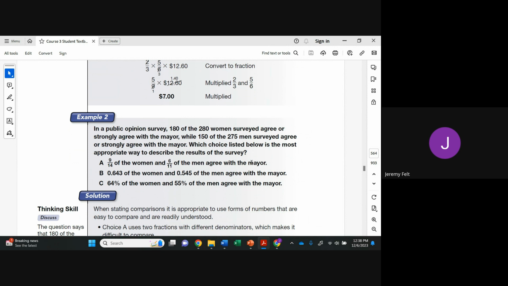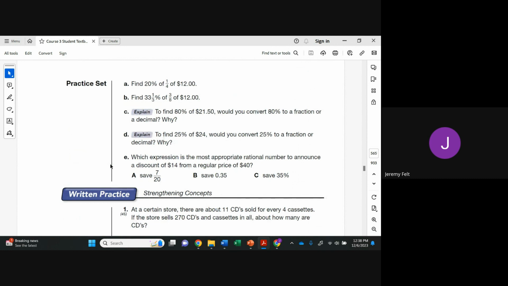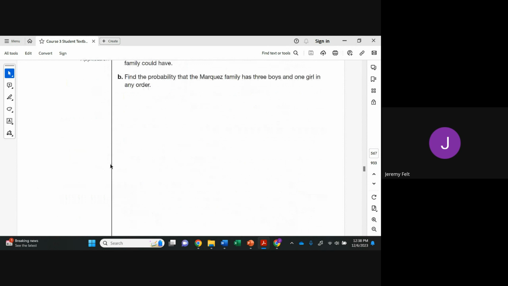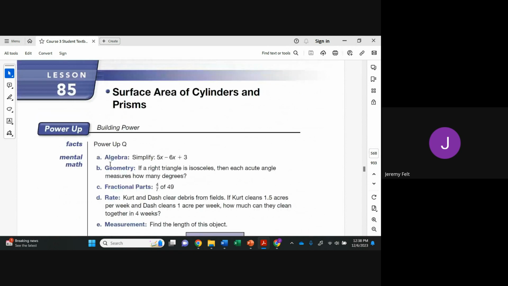If you're running a campaign or something or putting this out there, you would probably go with C. It would be more clear and sound better than A and B. All right, practice set. We'll go over that together. And then the last lesson we are looking at is lesson 85, surface area of cylinders and prisms.